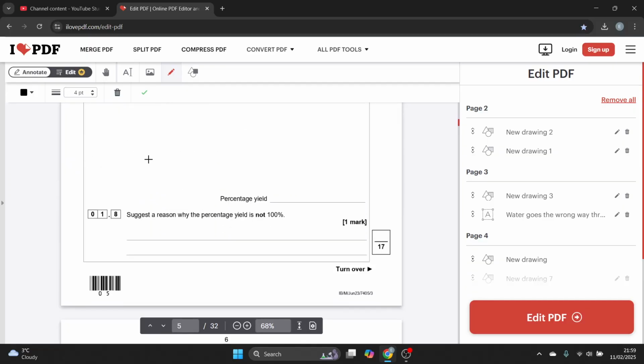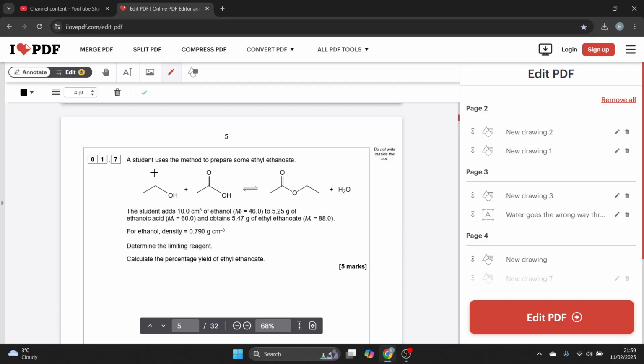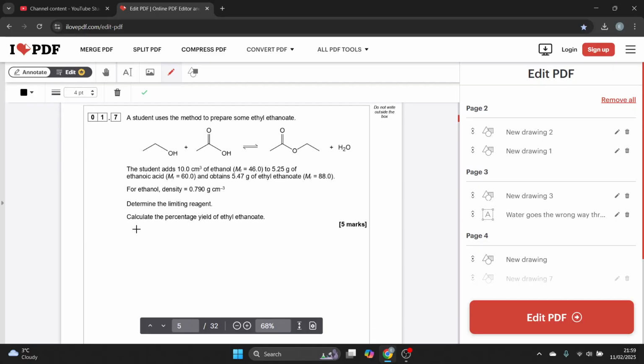Then it says question 1.7. A student uses a method to prepare some ethyl ethanoate ester. The student adds this much ethanol to this much ethanoic acid and obtains this much ester. Determine the limiting reagent. First, I can see that density is mass over volume, therefore mass equals density times volume, so 10 times 0.790.